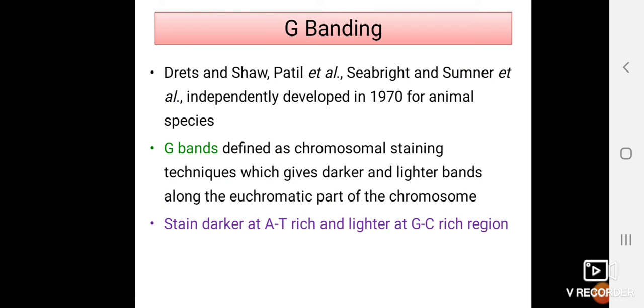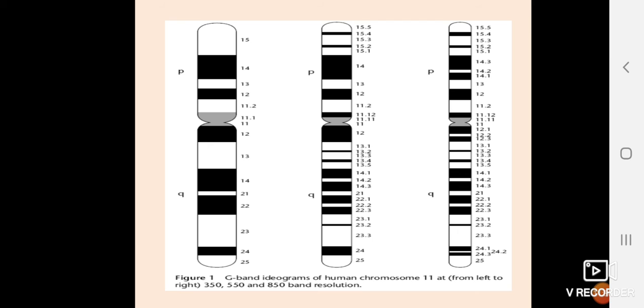Then we come across G banding. G banding is the banding done by using Giemsa stain, which was again used by Drets and Shaw, and Patil et al. in 1970, when they were studying independently about animal species. G banding is defined as a chromosomal staining technique which gives darker and lighter bands along the euchromatic part of the chromosomes, staining dark at AT-rich regions and light at GC-rich regions. You can see how it appears when G banding is done.